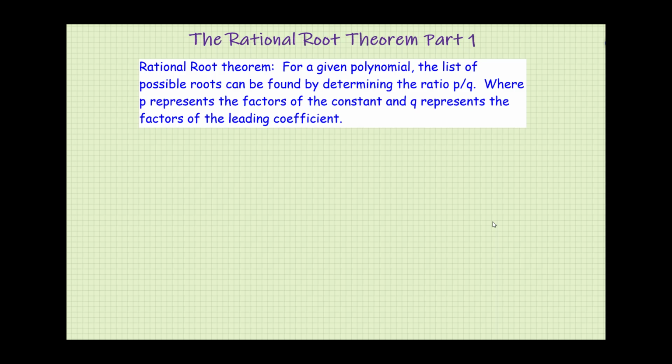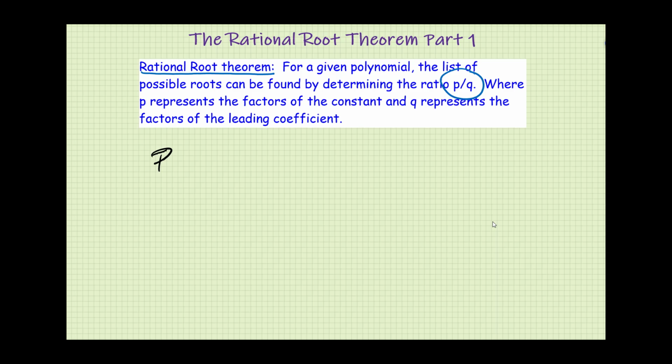In this video, we're going to look at the rational root theorem for polynomials. And this is part one of a series. Now you can see my definition here for the rational root theorem. For a given polynomial, the list of possible roots can be found by determining the ratio of p over q, where p represents the factors of the constant and q represents the factors of the leading coefficient. All right, so let's see how this applies to polynomials.